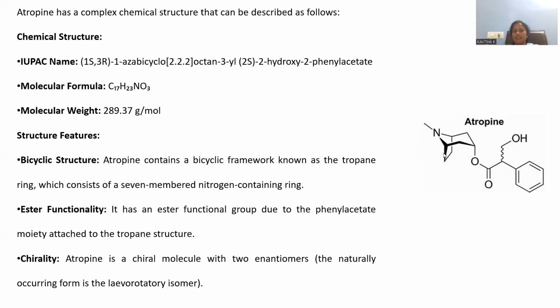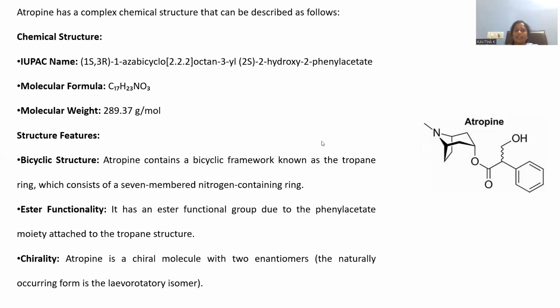Many cyclic rings are present, and so many functional groups are located here. An alkylated system is there, and we even have chirality, so we can say it is a complex molecule, right? Let's go with the detailed description of this atropine. IUPAC name. IUPAC stands for International Union for Pure and Applied Chemistry.